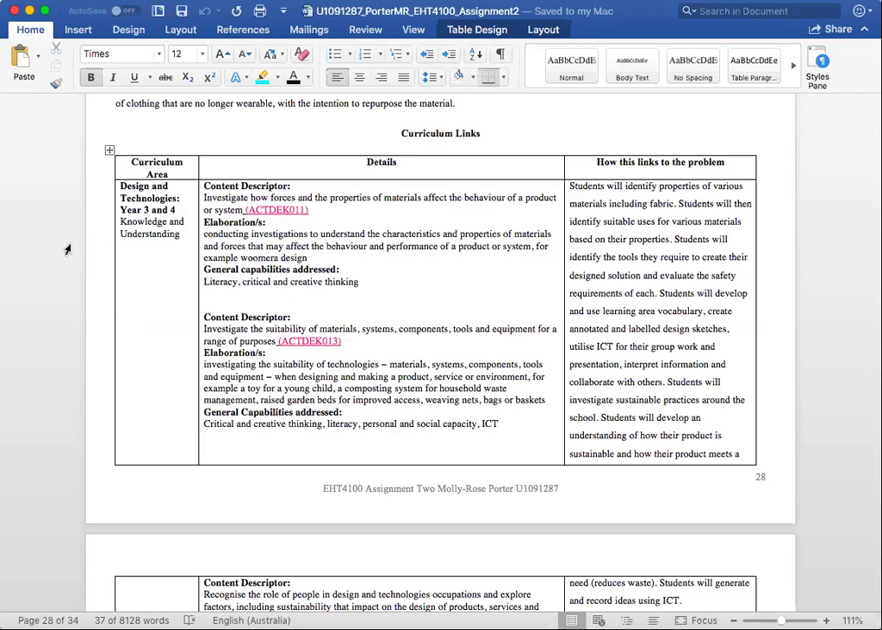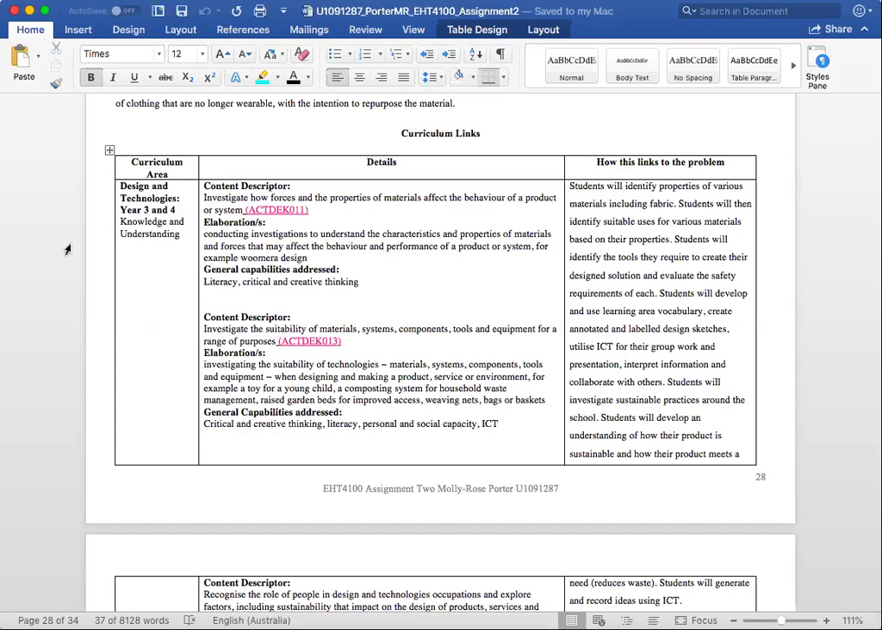For example, they've given a design. The general capabilities addressed are literacy, critical and creative thinking. This is because students need to organise information. They need to understand learning area vocabulary such as properties and components and materials. They are recording information as well.